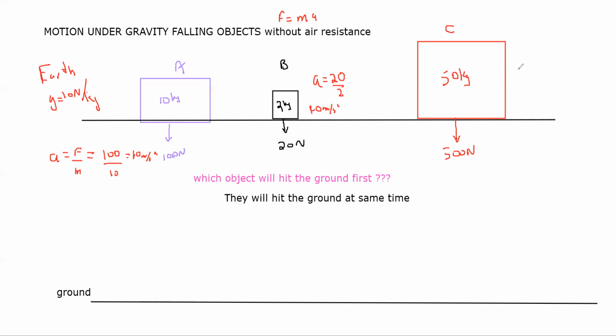And when you find the acceleration, or change in speed, for C, acceleration is force divided by mass. So force is 500, the mass is 50. So again, you will get acceleration as 10 meters per second squared. So whenever you drop the object without air resistance, all the objects will have the same acceleration, but the condition is without air resistance. There should be no air resistance.